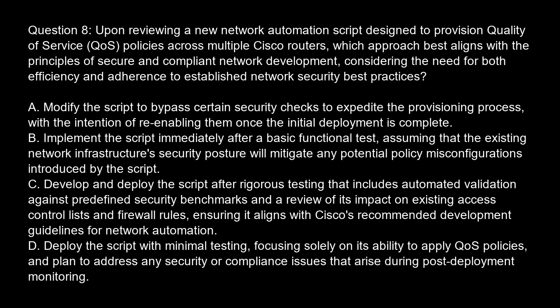Option C. Develop and deploy the script after rigorous testing that includes automated validation against predefined security benchmarks and a review of its impact on existing access control lists and firewall rules, ensuring it aligns with Cisco's recommended development guidelines for network automation. Option D. Deploy the script with minimal testing, focusing solely on its ability to apply QoS policies, and plan to address any security or compliance issues that arise during post-deployment monitoring.